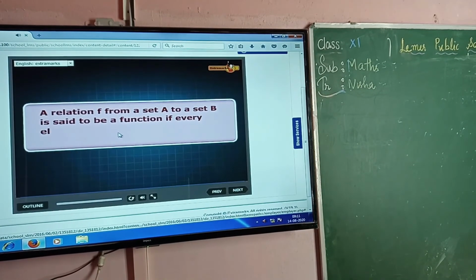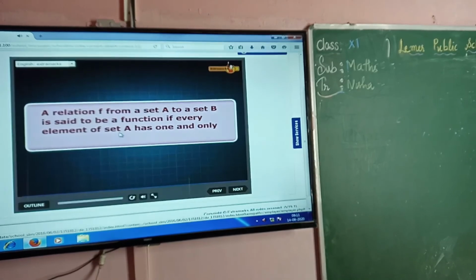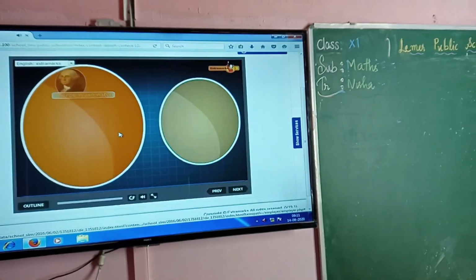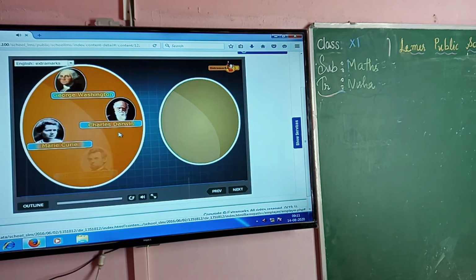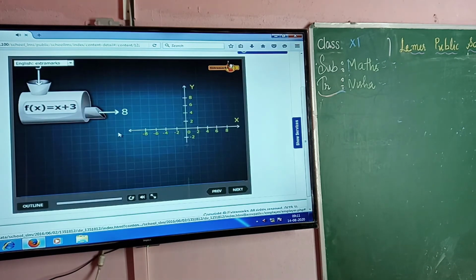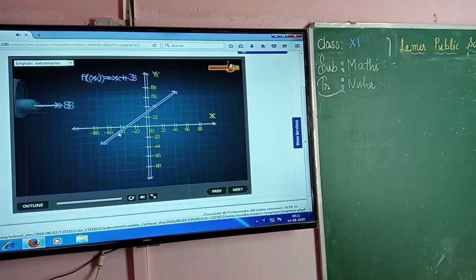A relation f from a set A to a set B is said to be a function if every element of set A has one and only one image in set B. Let us consider some other relations and discuss whether they are functions. We can strengthen the definition of a function with the help of a birthday function. Every person has a birthday, and one person cannot have two birthdays. The discussed function can be represented on the xy coordinate plane as shown. Here, we take x on the x-axis and f(x) on the y-axis.